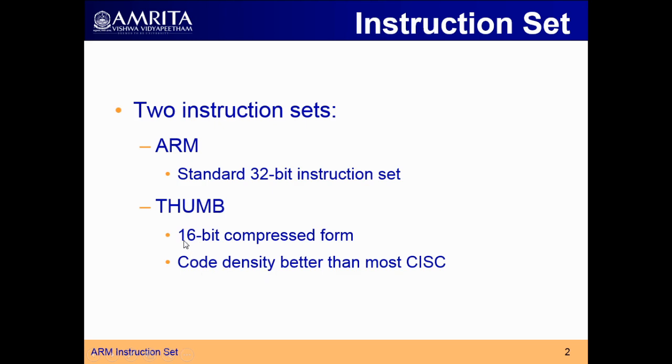But since it is a 16-bit compressed form of the instruction, the performance will be slightly degraded, right? So if you want more performance in your application, you need to go for ARM instruction set. But in certain applications where code density is given more importance, you should go for thumb instruction set.